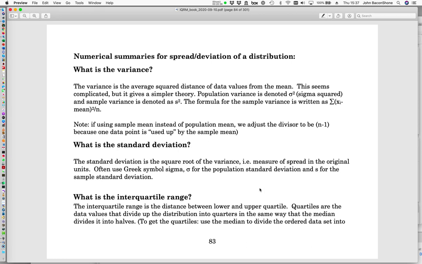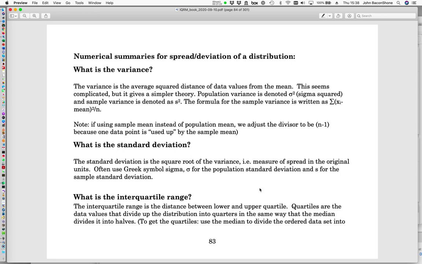Now, if we're using the sample mean instead of the population mean, instead of dividing by n, we divide by n minus 1. Why do we do that? Because if we're using the sample mean, we have already used up one of the data points in some sense by calculating the sample mean. So in other words, we cannot calculate a sample variance if we only have one data point. And if we only have two data points, then if you like, half the information has already been used up in calculating the mean. So we in effect only have that second data point telling us something about the variability.